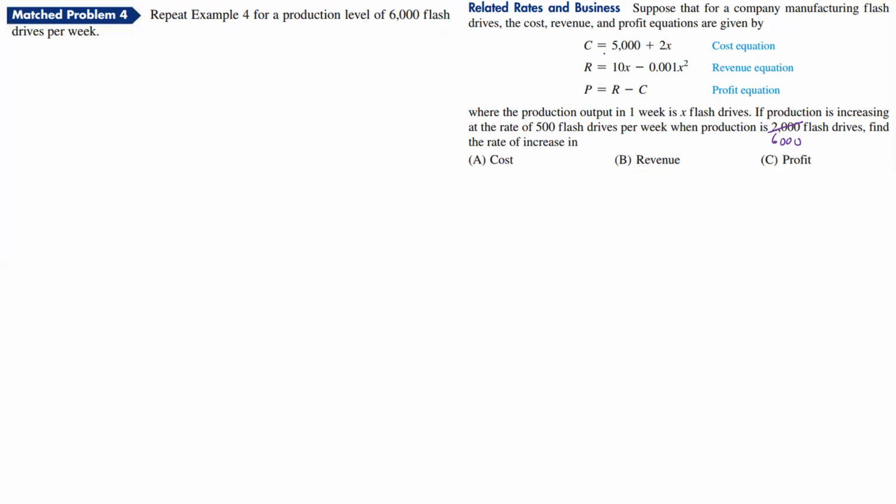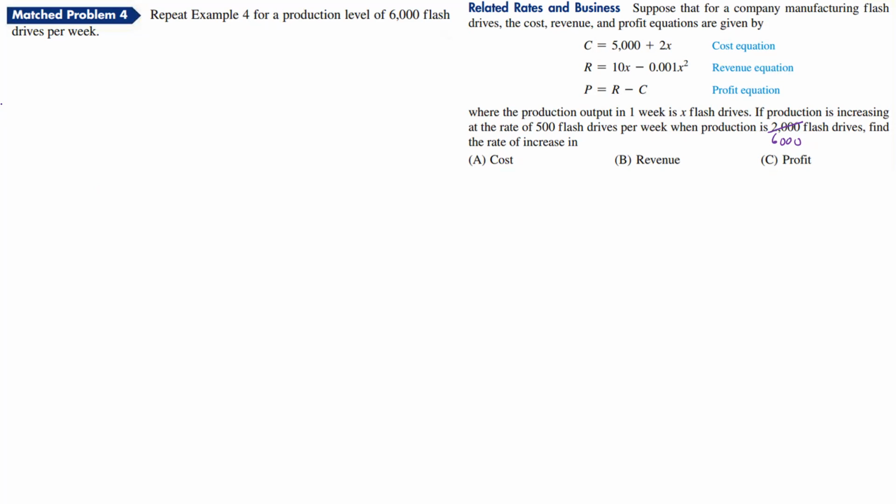We have our cost equation, we have our revenue equation, we have our profit equation, and where the production output in 1 week is X flash drives, so that's our production. And the production is increasing at the rate of 500 flash drives per week when production is now 6,000 flash drives. So that's kind of the key difference here. And so now we need to find the rate of increase in cost, revenue, and profit.